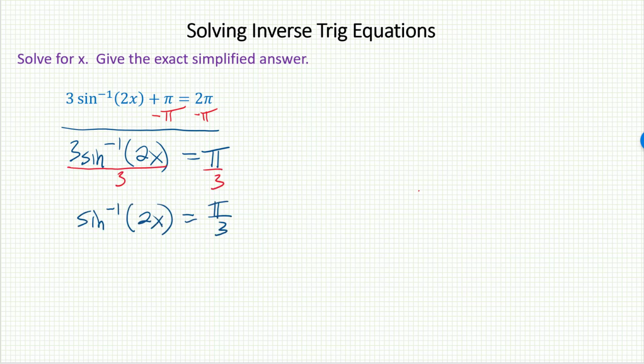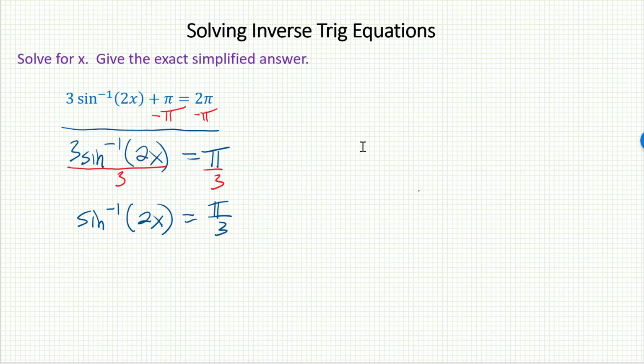3. Now let's see, is this a valid equation? Can the sine inverse function throw out an angle of pi over 3? Absolutely. Sine inverse knows about angles between negative pi over 2 and pi over 2. How can we think of this equation? This is saying the angle whose sine ratio is 2x is equal to pi over 3.